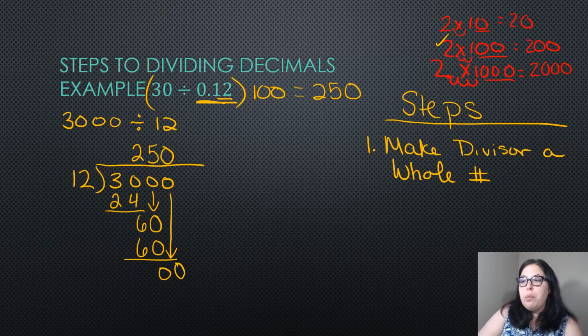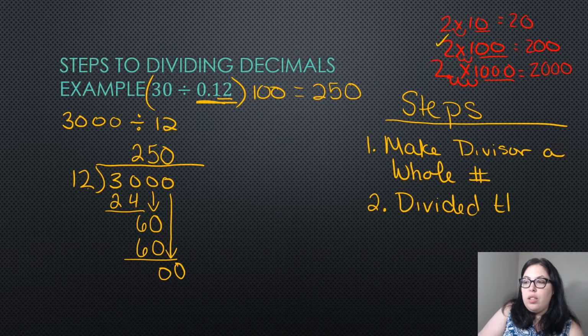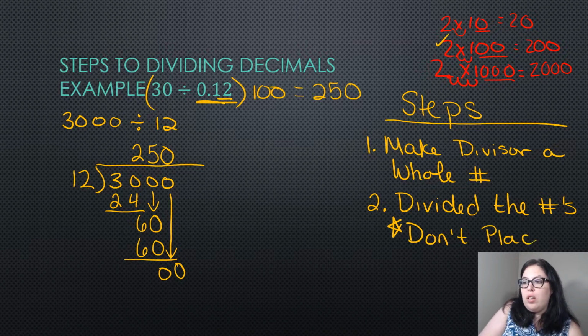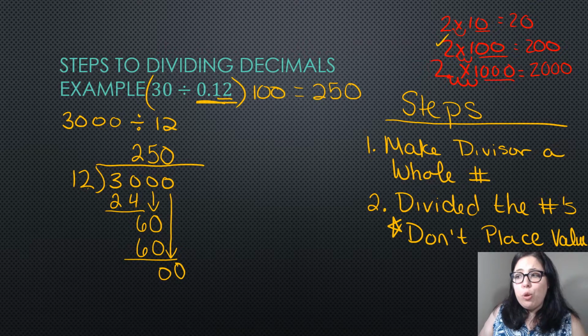So the first thing we did was make the divisor a whole number, divide the numbers. Don't forget about place value. All right, so 2 rules are not too bad, but we're going to end up adding some more as we go along for different situations, okay?